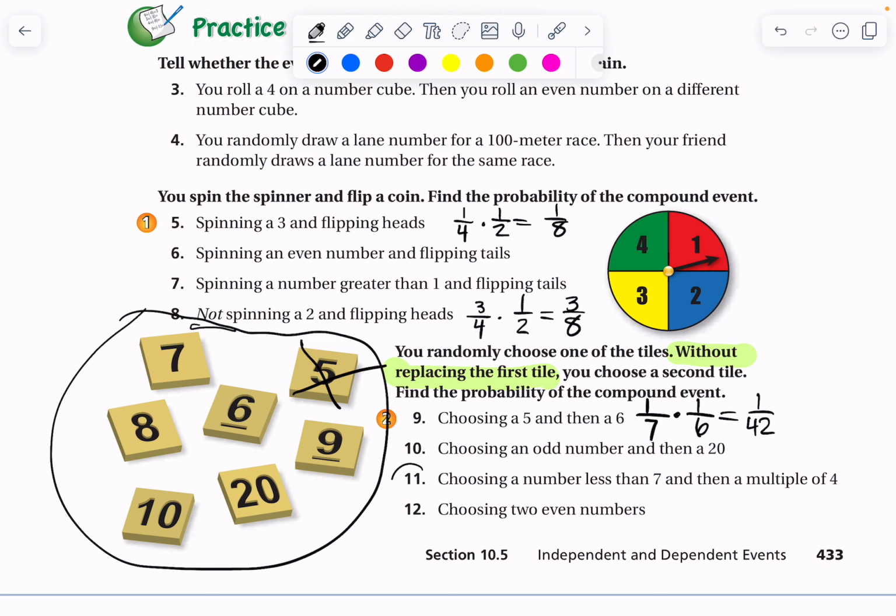If we look at number 11, I'm going to undo that crossing out. So choosing a number less than 7 and then a multiple of 4. Reset the bag. The probability that I choose a number less than 7, I'm going to go ahead and circle my numbers less than 7. I have 5 and 6. So I have a 2 out of 7 chance there. And we're going to now assume that I got one of those.